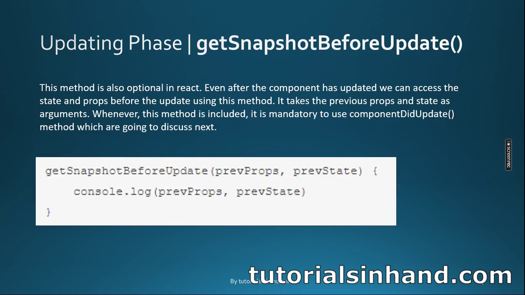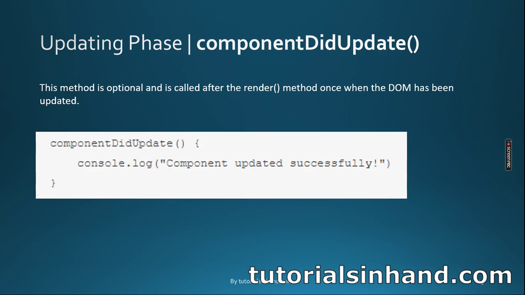Okay. The next method is getSnapshotBeforeUpdate. This method is also optional in React. Even after the component has updated, we can access the state and props before the update using this method. It takes the previous props and state as arguments. Whenever this method is included, it is mandatory to use the componentDidUpdate method, which we are going to discuss in the next slide. So getSnapshotBeforeUpdate takes two arguments, the previous props and the previous state. Okay. And here in the snapshot, we have just console.logged them out, but you can use this code to perform some action.